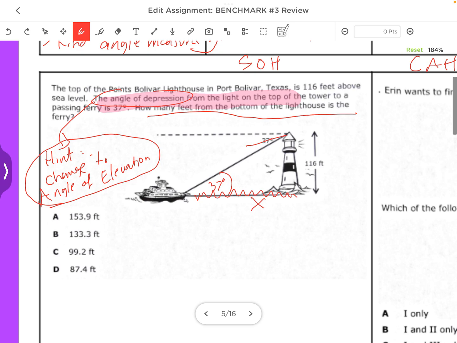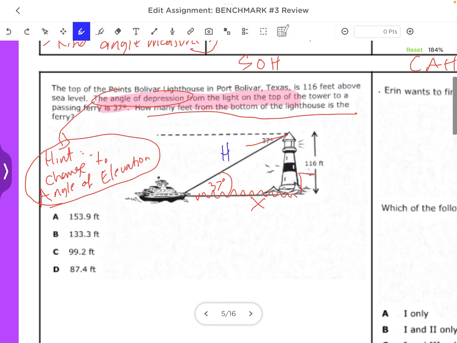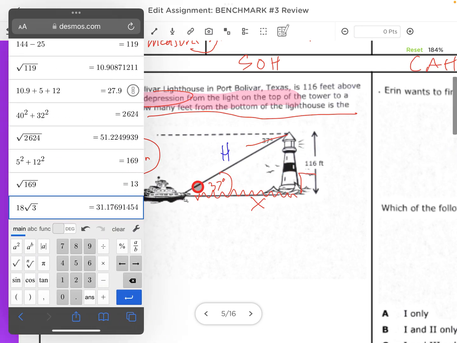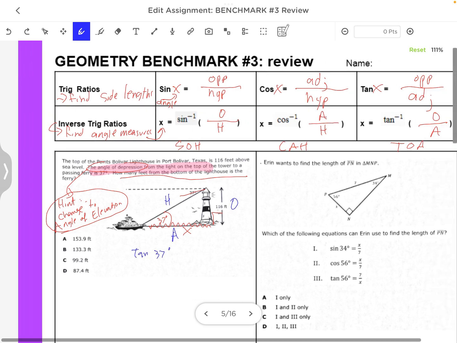So that's our 90 degree angle. This has to be the hypotenuse, right? And then from the perspective of the 37, this has to be the opposite side, and that's the adjacent. So we're going to use tangent. We're going to say the tangent of 37 degrees, because to find the side length, we say the tangent of a certain angle measurement. Tangent is opposite over adjacent. So tangent of 37 is 116 over x.